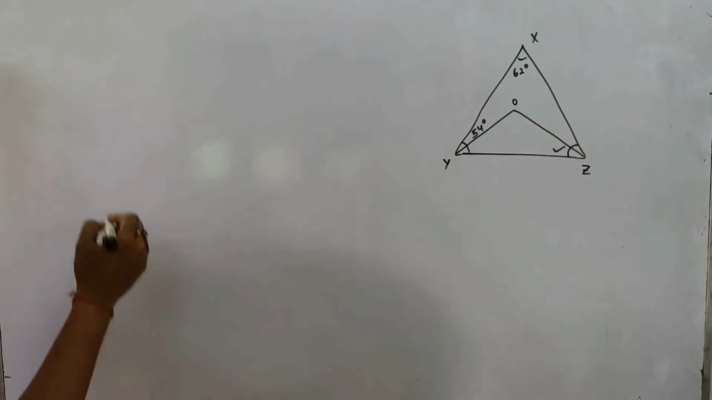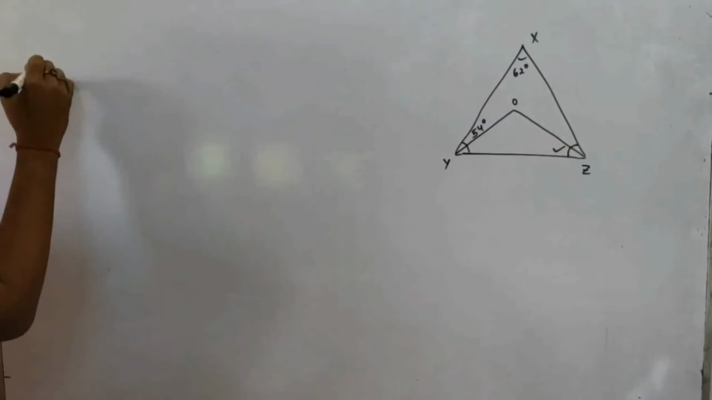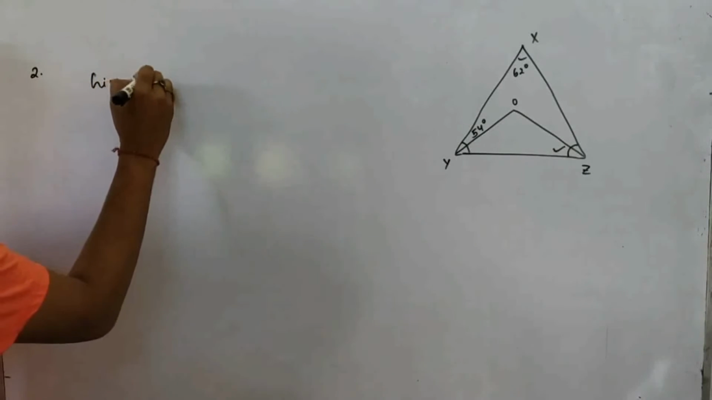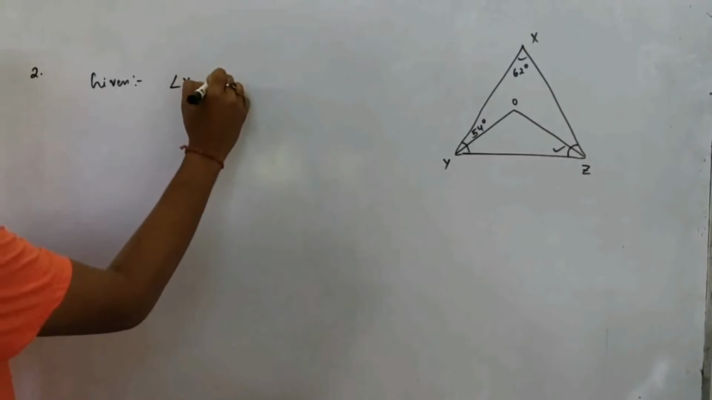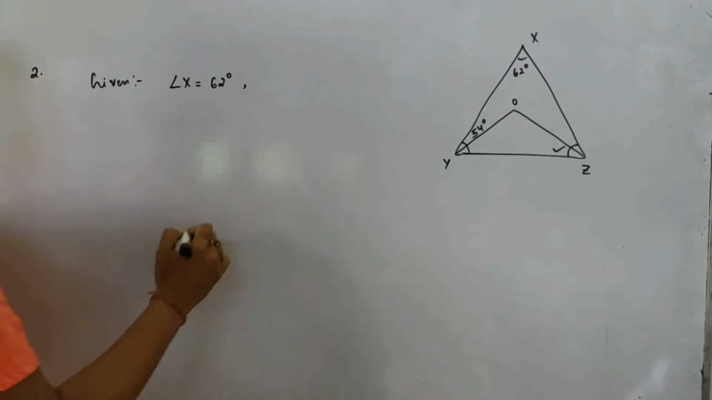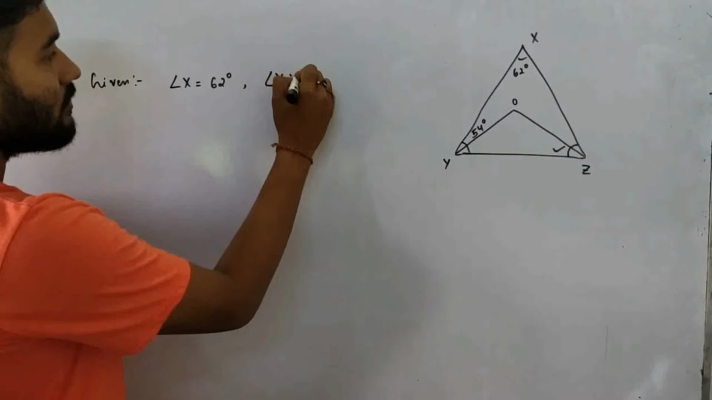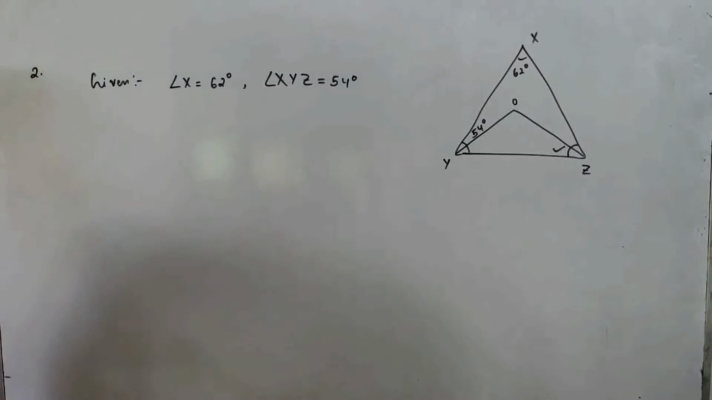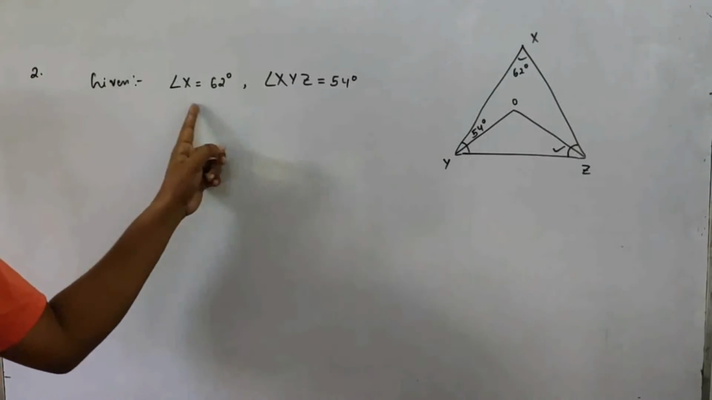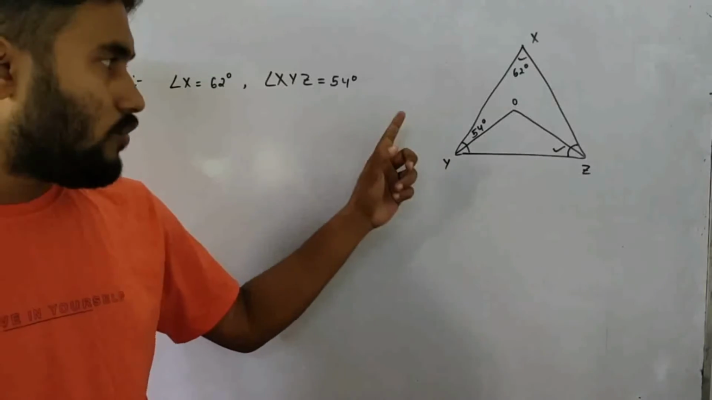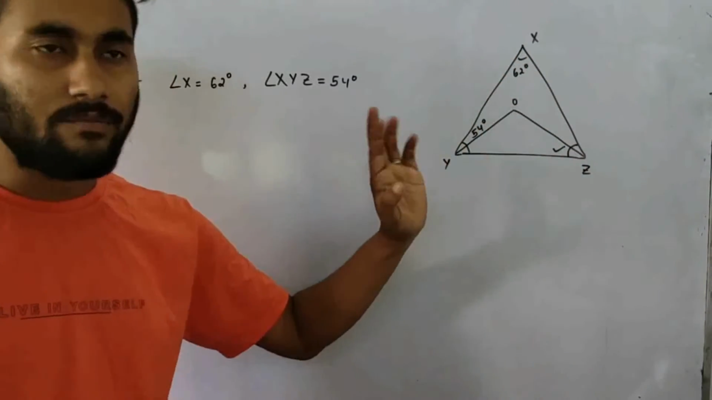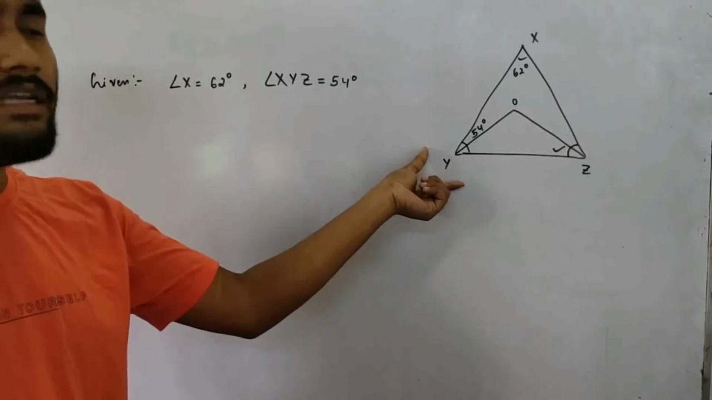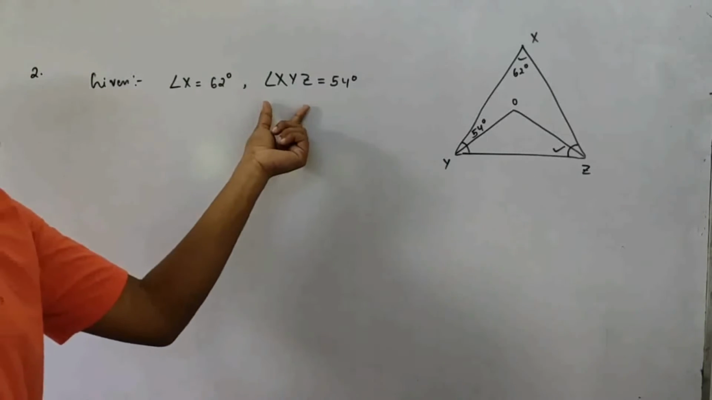Let us write the given part. Number 2. Given: angle X is equal to 62 degrees, comma, angle XYZ is 54 degrees. Now one thing you may ask: why is this angle X written only as angle X? You can write it like that also, angle YXZ, that is the same thing, this angle only. But why is it written as angle X, and why is this angle written as angle XYZ?